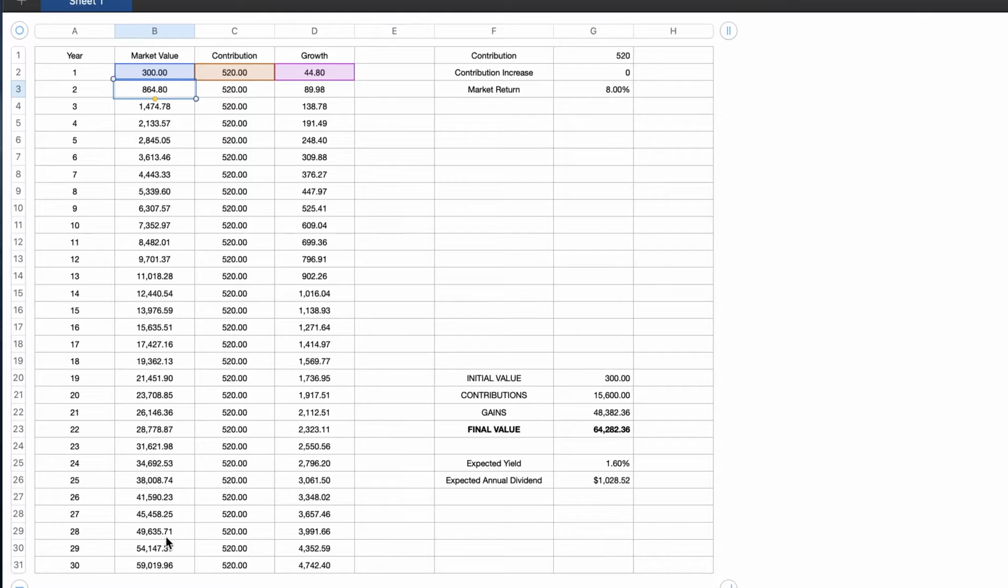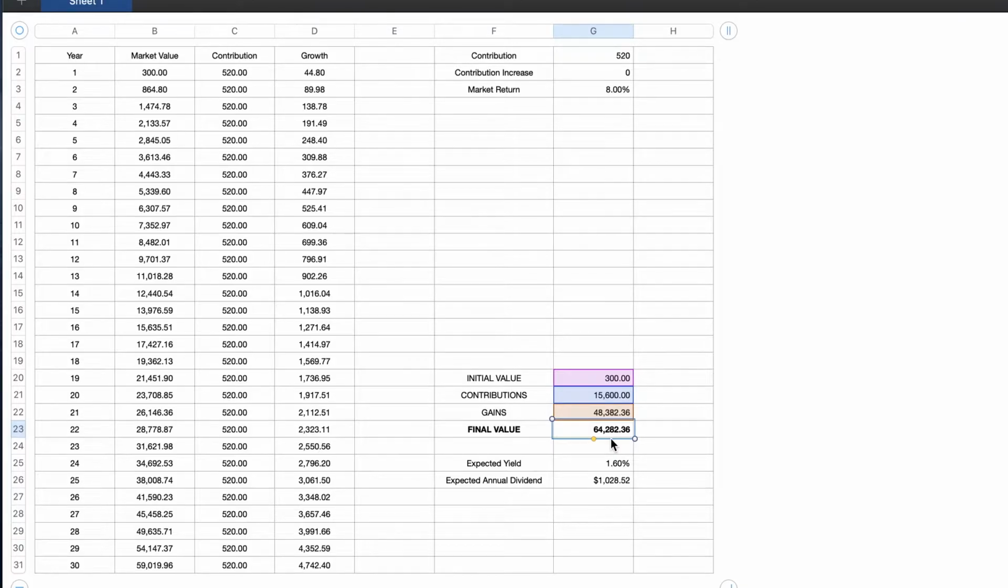So let's see what I can expect the market value of my portfolio to be after 30 years using the assumptions we just discussed. The market value of the portfolio will be $62,282.36. And that's made up of $15,600 in contributions from me and $48,382.36 of market gains, and the initial portfolio value of $300. Currently, the dividend yield of the portfolio is 1.6%. If this remains unchanged, I can expect around $1,028 and change in annual dividends from this portfolio.